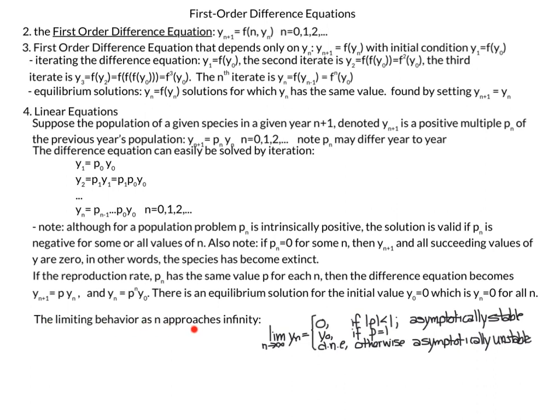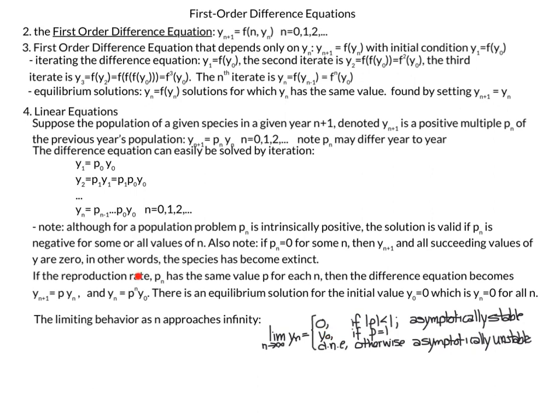So the limiting behavior as n approaches infinity: if ρ is less than 1, you can see that this will make the solution smaller and smaller until eventually we reach 0, and this is asymptotically stable. Once you get there, you're not going to move away. If ρ is equal to 1, then all of our solutions are going to equal y_0. So that's also stable.